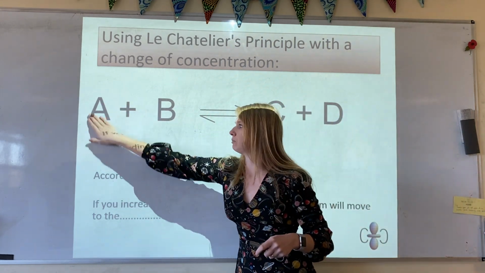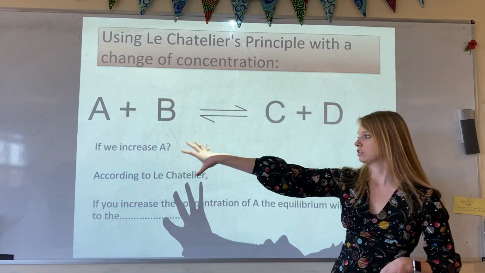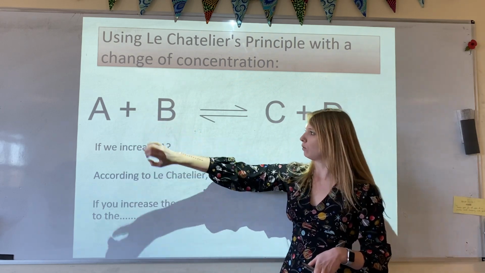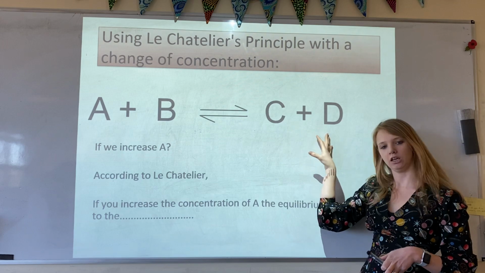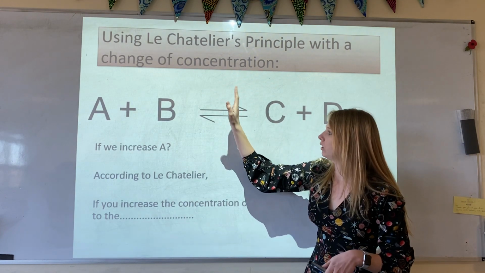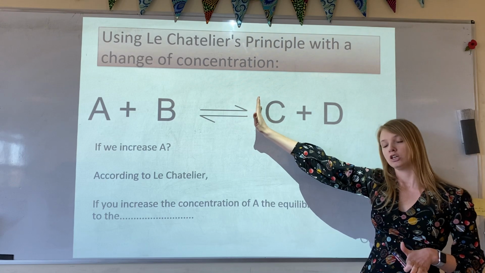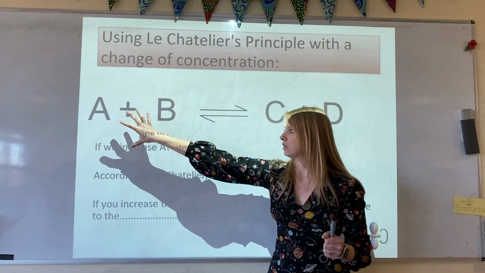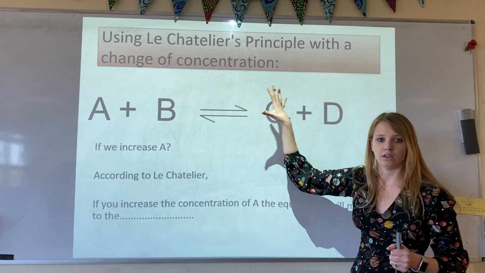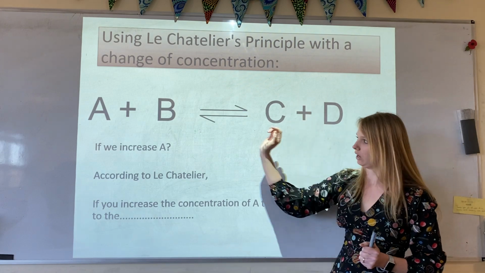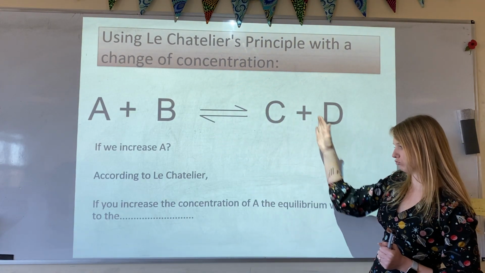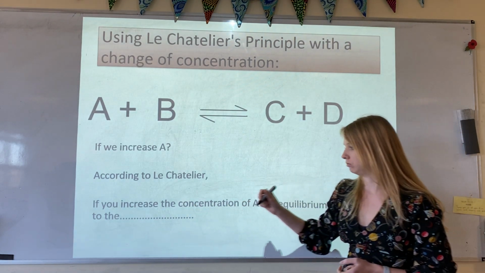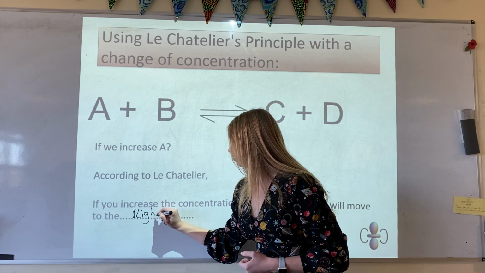If I suddenly increase the amount of A, so I put more of A into my system, I am going to shift the equilibrium. If I've got more A, then I can make more C and D. So my position of equilibrium is going to shift to the right in order to make more product. So if I increase a reactant, then I can therefore make more product. So my equilibrium here shifts to the right. Okay, so if you increase the concentration of A, the equilibrium will move to the right.